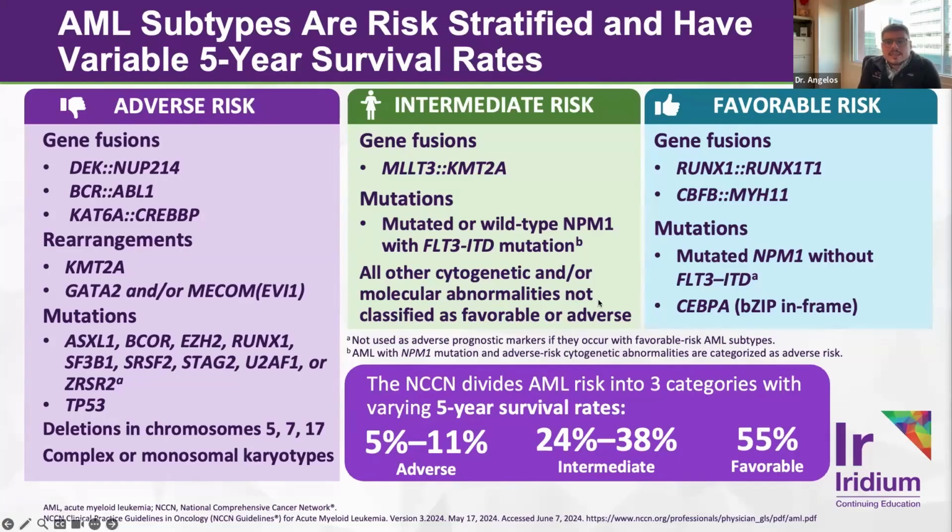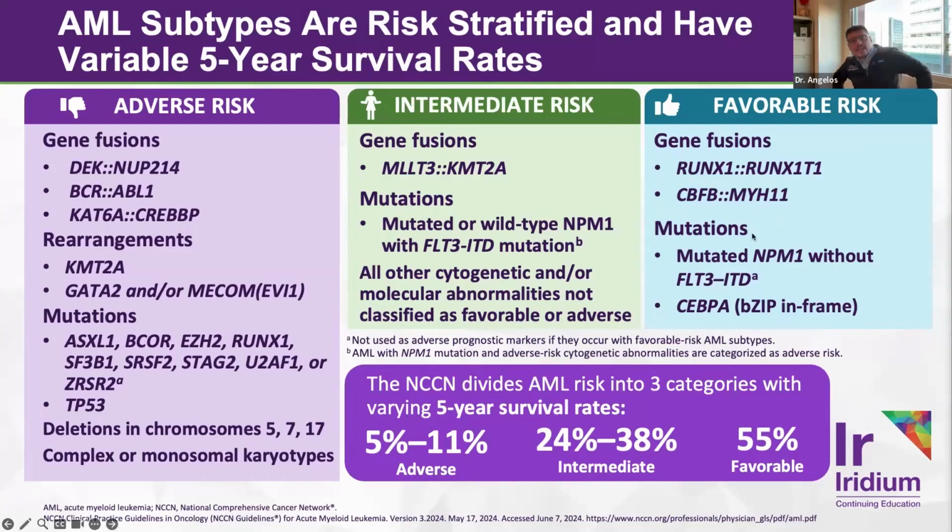And all of this is summarized here on this slide. The most important one to be at least familiar with here is the favorable risk classifier. This will certainly inform initial therapy selection for patients. And we consider favorable risk AMLs to be core binding factor mutated AML, either translocation 8;21, RUNX1-RUNX1T1, or inversion 16, which is CBFB-MYH11.